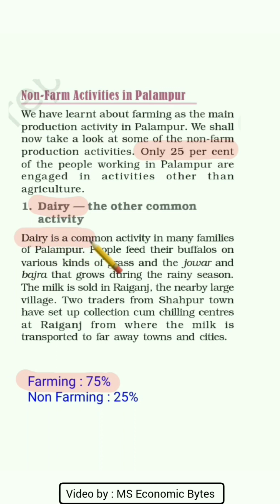Here, dairy is a common activity in many families of Palampur. People feed their buffaloes various kinds of grass and the jowar and bajra that grow during the rainy season. Then the milk is sold to another village called Raiganj. It's a nearby village, and two traders from Shahpur town have set up collection cum chilling centers at Raiganj where the milk is transported to faraway towns and cities. So from here we see that dairy is one of the most common non-farm activities in Palampur.